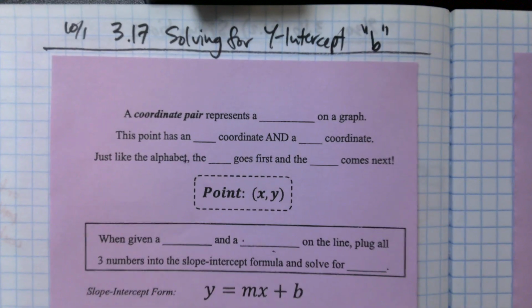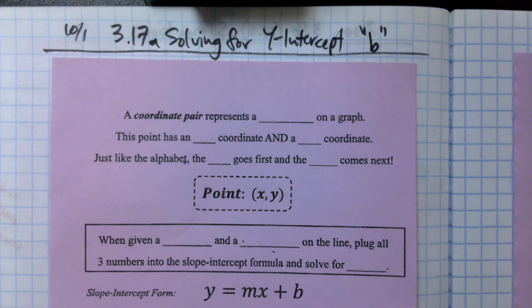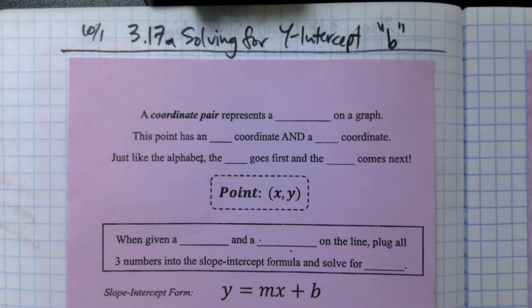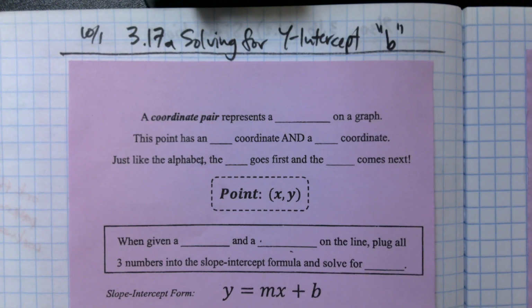My bad. This is 317A, up at the top. We're going to split this lesson up into today and tomorrow just because I don't want to overwhelm you. And we have time. We have all the way until next Thursday, which is when we're going to take our test, right?